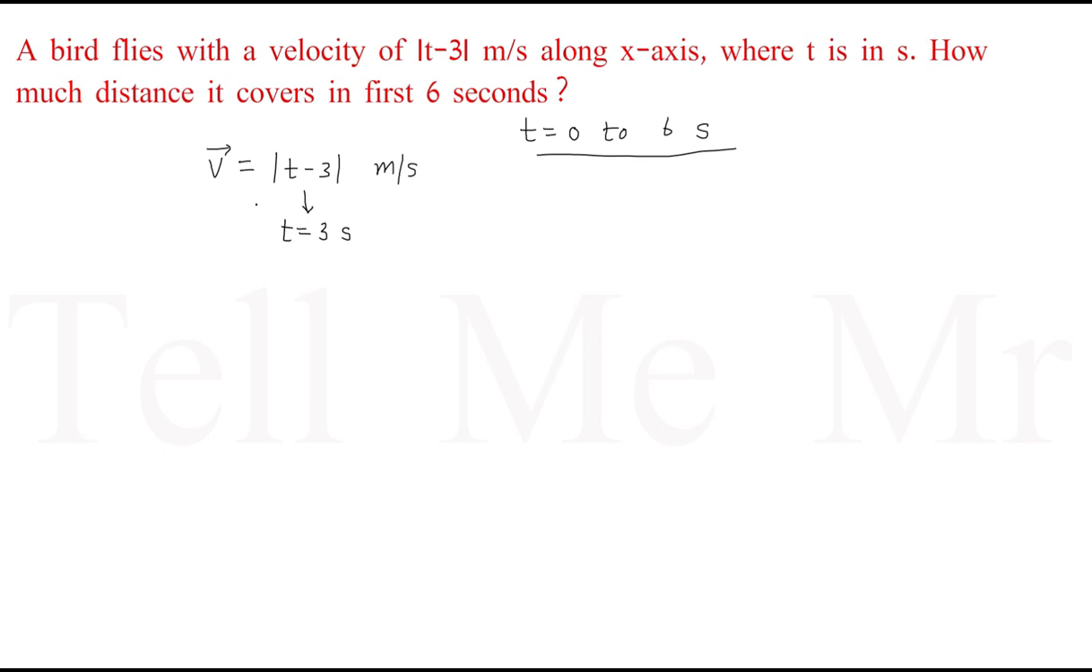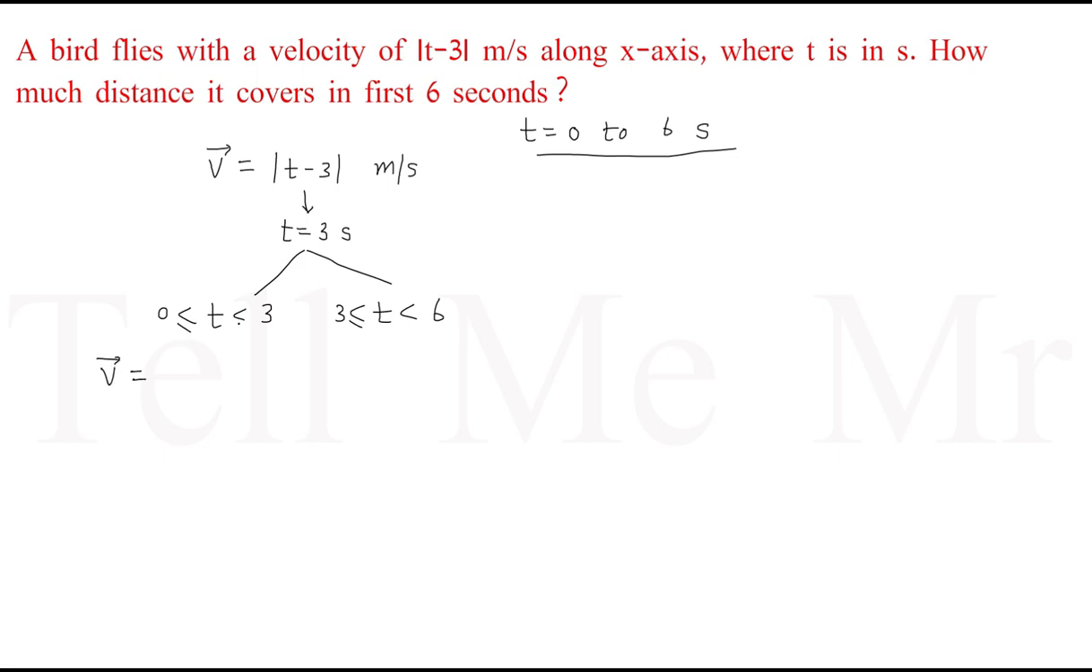That means the nature of this function will change at t equal to 3 seconds. So the nature of the function will be different before and after t equal to 3 seconds. For the time between 0 to 3 seconds it will be different, and for the time beyond 3, up to 6 seconds, from 3 to 6 seconds it will be different. So for 0 to 3, and then from 3 to 6 we have to find the distance. So let us see what the velocities will be in these two intervals.